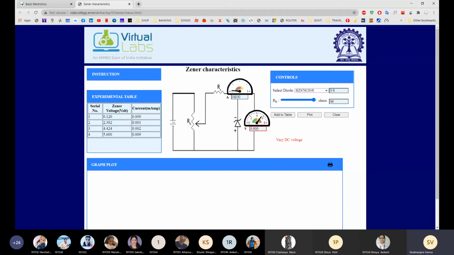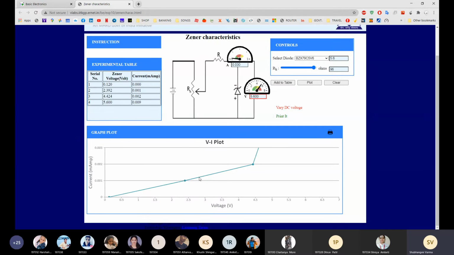Before that, you are seeing your current is almost 0, and when it reaches 5.6, the current starts flowing. The minimum value of current is 0.009 and the maximum value is 0.030 ampere, which means 30 milliampere. Your answer is 30 milliampere. Then plot the graph. So this is your graph.